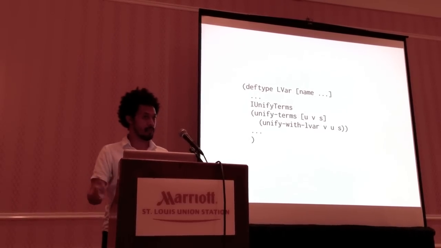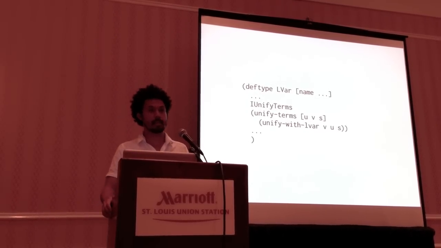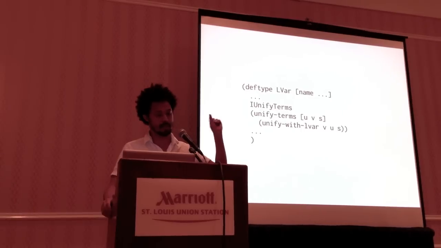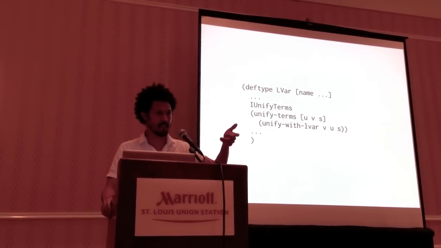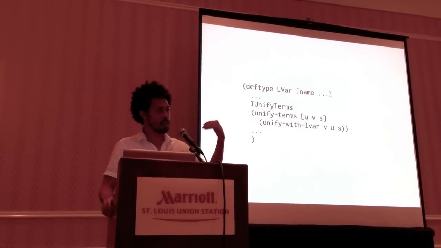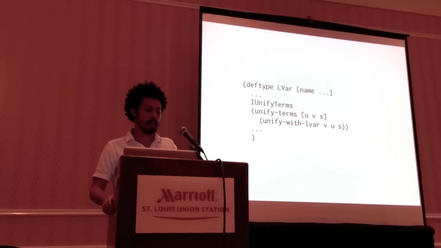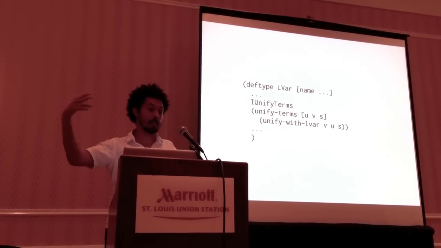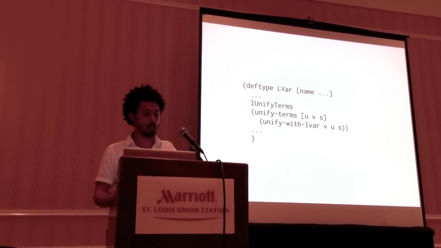So let's look at logic vars. Logic vars are actually represented as a type. In miniKanren, they just use vectors, right? So in core.logic, we actually have a type. And we look at the implementation of IUnifyTerms for LVar. And what does that look like?